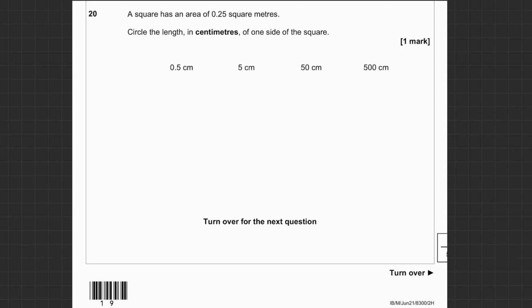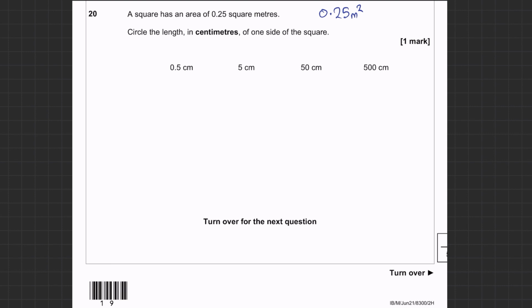Question 20. A square has an area of 0.25 square meters. So 0.25 meters squared, or square meters. Circle the length in centimeters of one side of the square. Be really careful with this question because going from meters squared to centimeters squared is where people make mistakes quite a lot, because it's not just dividing by 100. So what I would do is keep it in meters squared until you've got it back into meters.